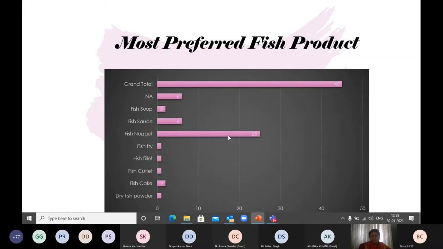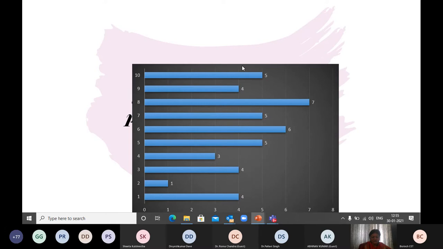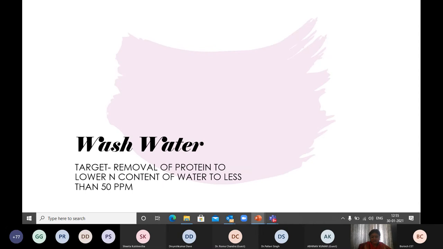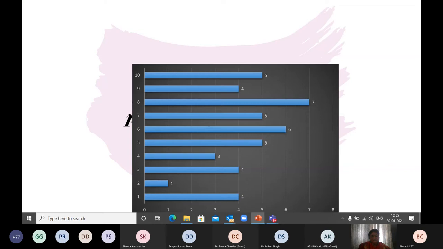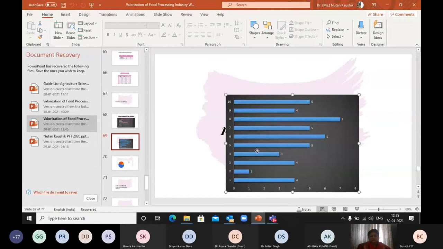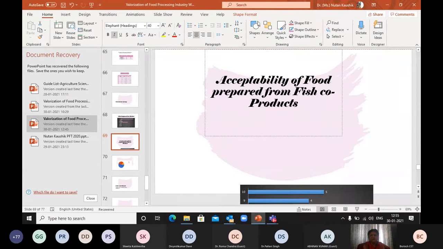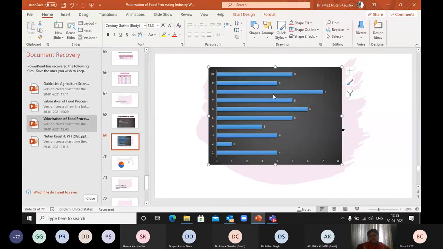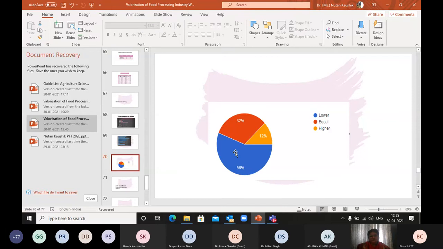Then we did this survey on the acceptability of the food prepared from the fish co-products. You can see the acceptability on the scale of 10, and it is quite okay. About 56% of respondents had lower acceptability, while 32% said they would prefer it equally as good as the fresh ones, and 12% said they would have a higher acceptability.